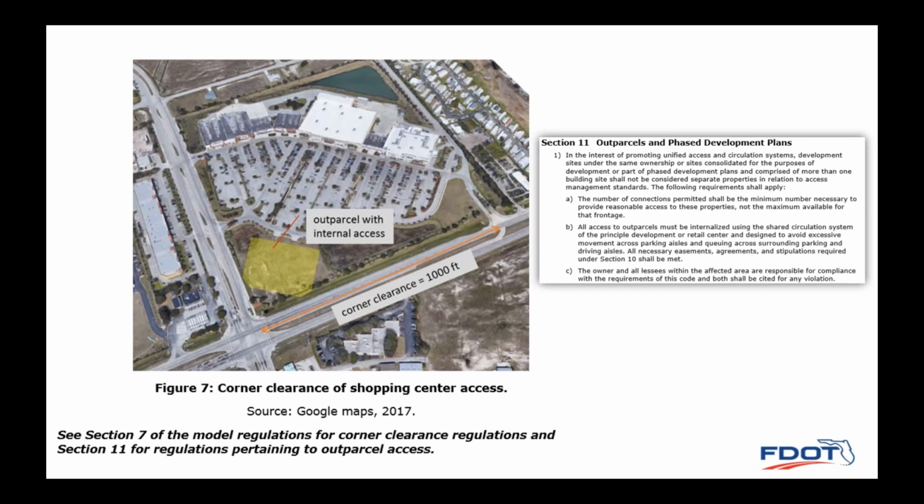And this shows that in this particular site, there's an out parcel. I think this is a Walmart shopping center, and the out parcel in the future is going to obtain internal access from that unified circulation system, which also gets you some really good corner clearance and not a lot of conflicts at the intersection. Now, in an urban context, all this changes, right?